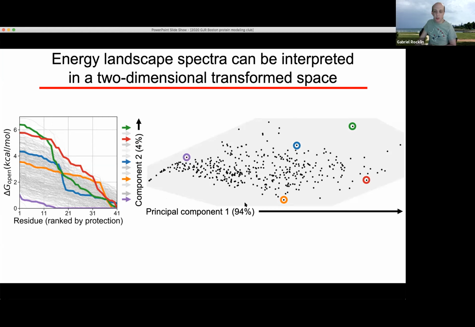Between these 2 principal components, you can see that they capture basically all the variation between these energy landscapes. About 98% of the variation can be described with just these 2 principal components.